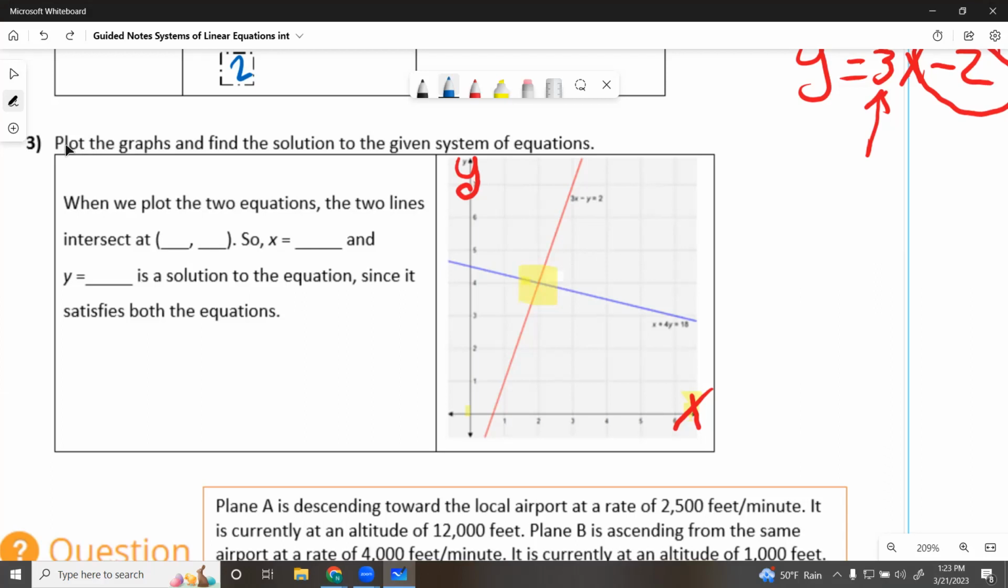Okay, number 3 asks us to plot the graphs and find the solution to the given system of equations. When we plot the two equations, the two lines intersect at... Okay, so where do they intersect? I'm following this highlighted section here. That's right where they cross. I have to figure out what that coordinate is. We have the x-axis and the y-axis.